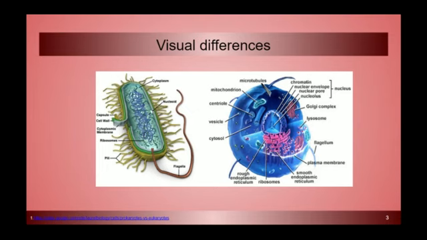And the cell wall here in a prokaryote is usually made of peptidoglycan, which is a different composition than this animal cell, which doesn't have a cell wall. It just has a cell membrane, right? So those are the main differences here.